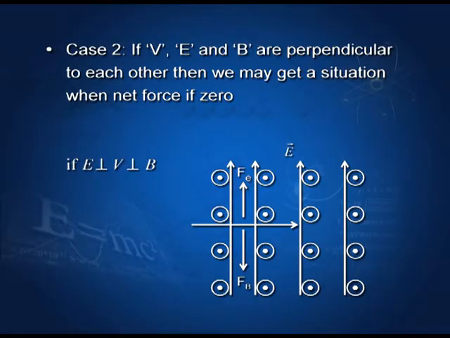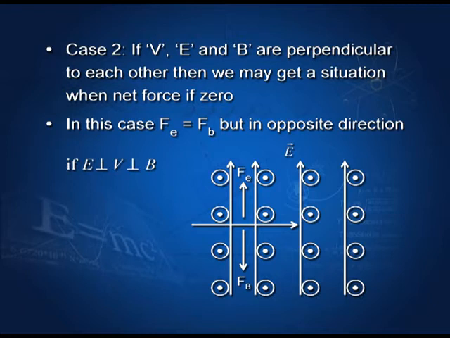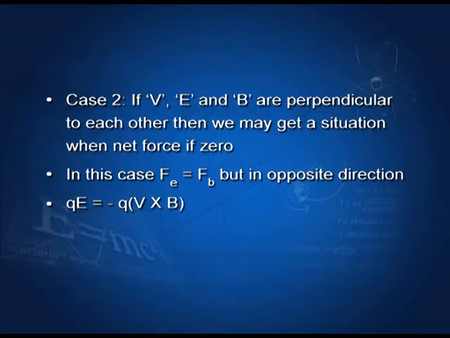Situation number 2: if the velocity, the electric field and the magnetic field are perpendicular to each other, then we may get a situation when the net force is 0. In this case, the force due to electric field will be equal to the force due to the magnetic field, but both the forces have to be in the opposite direction. Substituting the values of the electric force and the magnetic force, we get Q into E is equal to minus Q into V cross B. Here the minus sign is representing the opposite direction of the magnetic force. As Q is common, cancelling from both the sides, we get electric field E is equal to minus V cross B. That means electric field E is equal to B cross V.